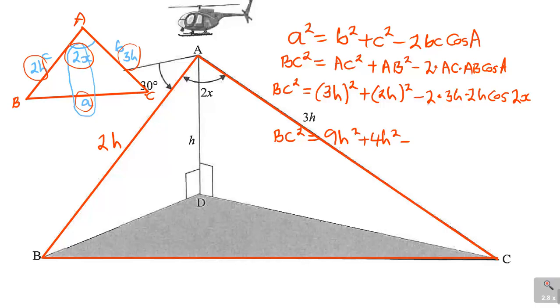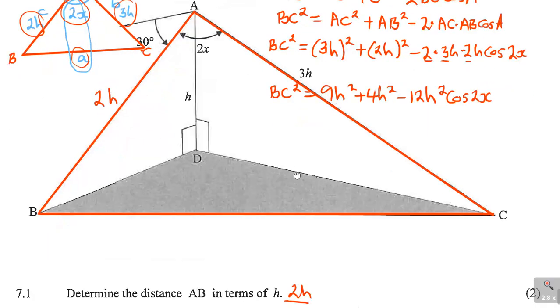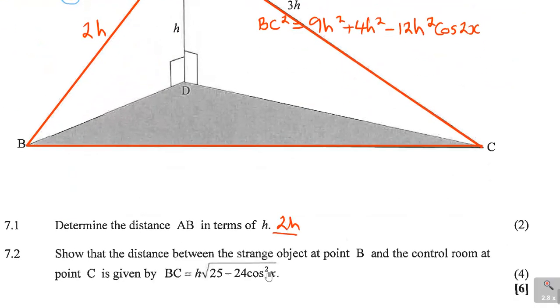If I multiply 2 times 3 times 2, 2 times 3 is 6, 6 times 2 is 12, and then h times h is h squared cos 2x. Now if we go to the proof, the answer has to deal with cos squared. As it says, h times the square root of 25 minus 24 cos squared x.